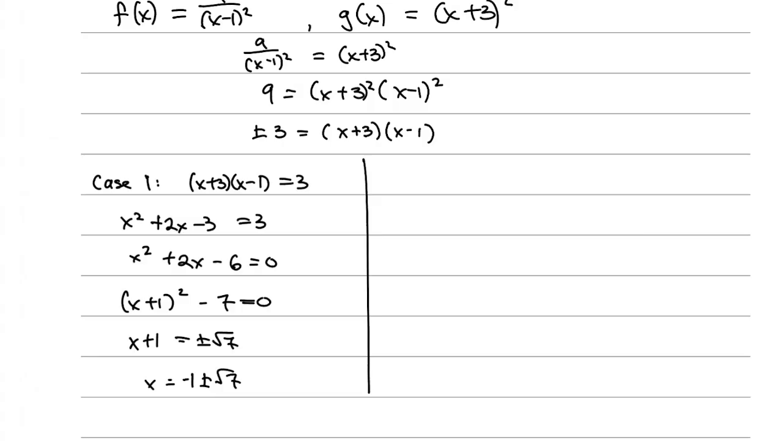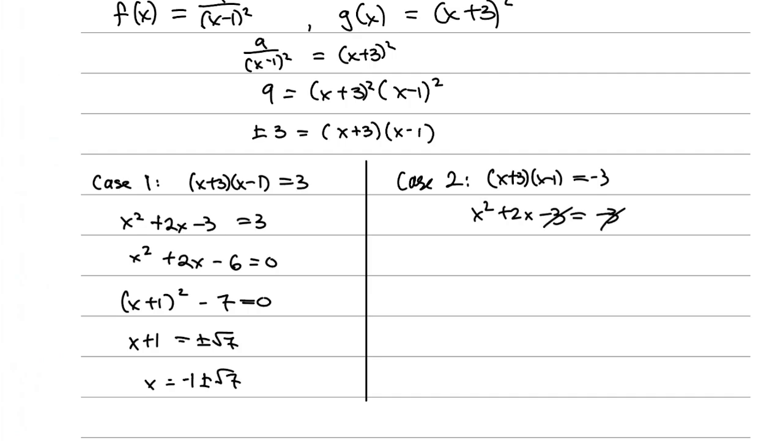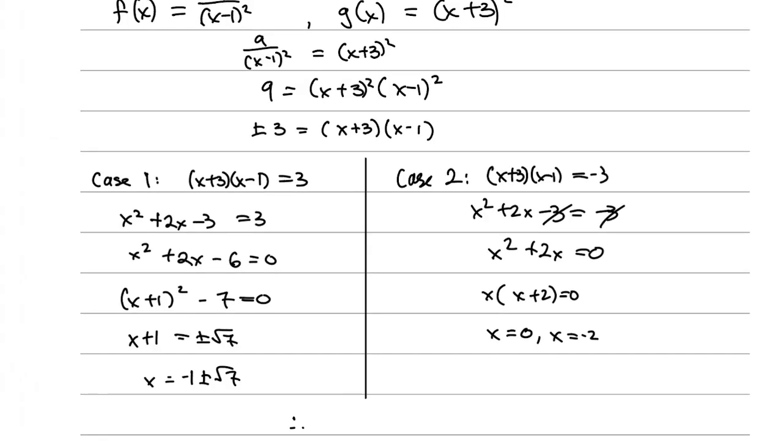Case 2 is when we have it equal to minus 3. So x plus 3, x minus 1 equals minus 3. So we'd have x squared plus 2x minus 3 equals minus 3. We can just cancel them out. So you have x squared plus 2x is 0. Factorize. So you have x being 0 or x equaling minus 2. So therefore the 4 solutions are minus 1 minus root 7, minus 1 plus root 7, 0 and minus 2.